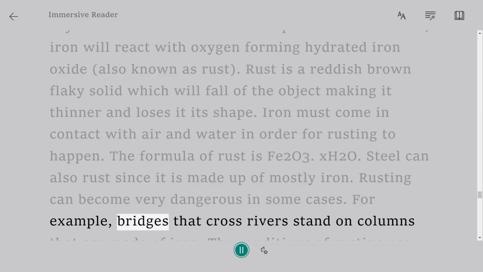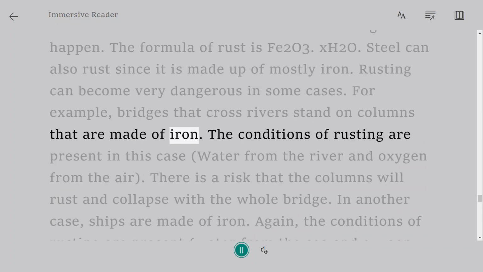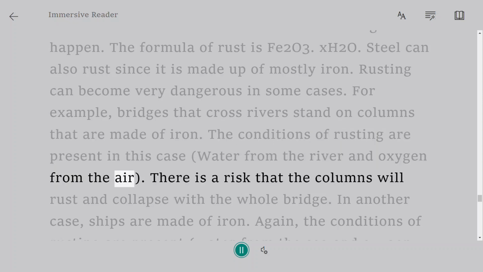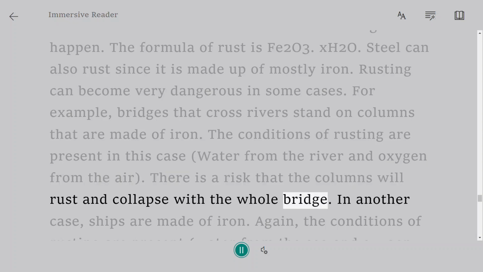For example, bridges that cross rivers stand on columns that are made of iron. The conditions of rusting are present in this case: water from the river and oxygen from the air. There is a risk that the columns will rust and collapse with the whole bridge.